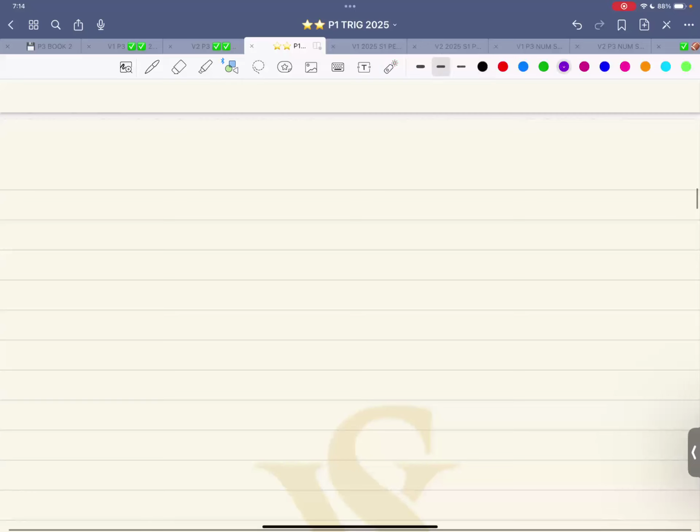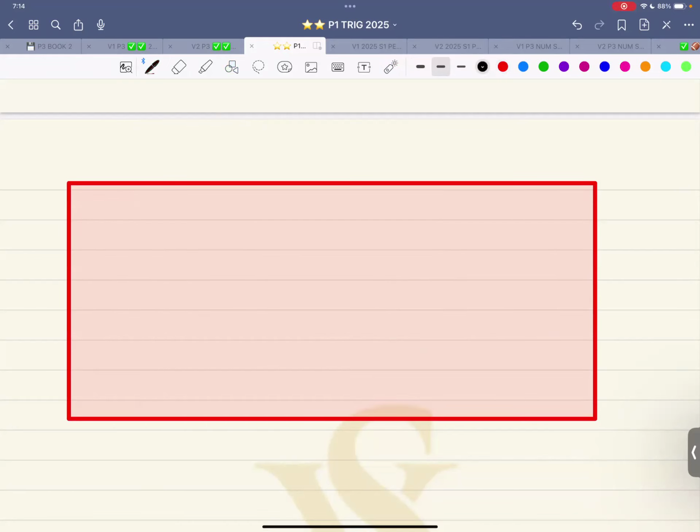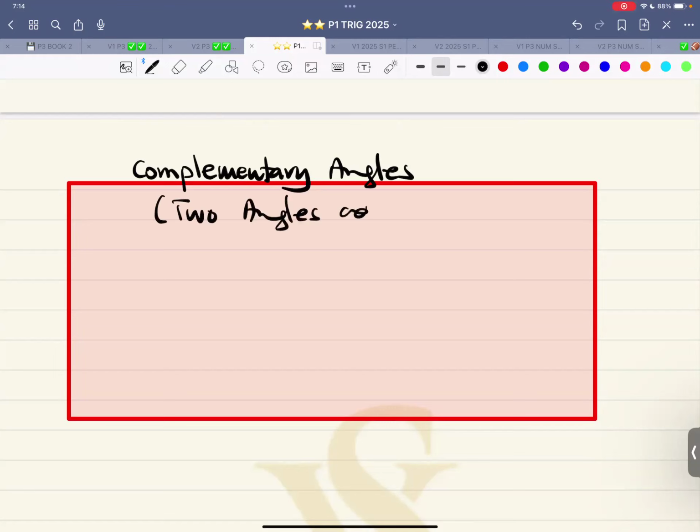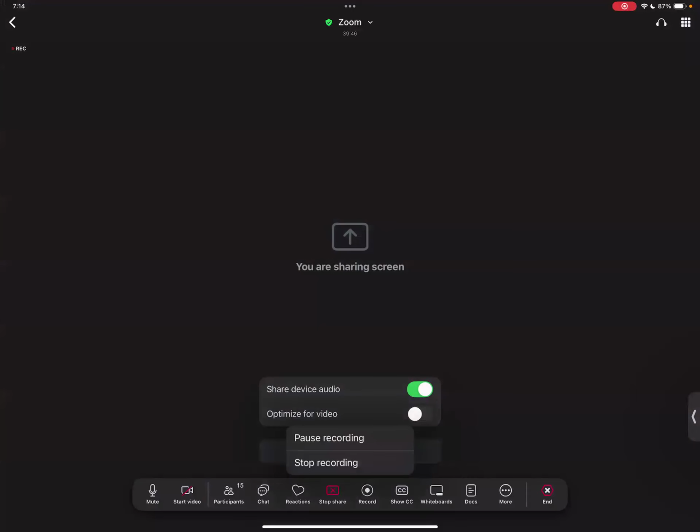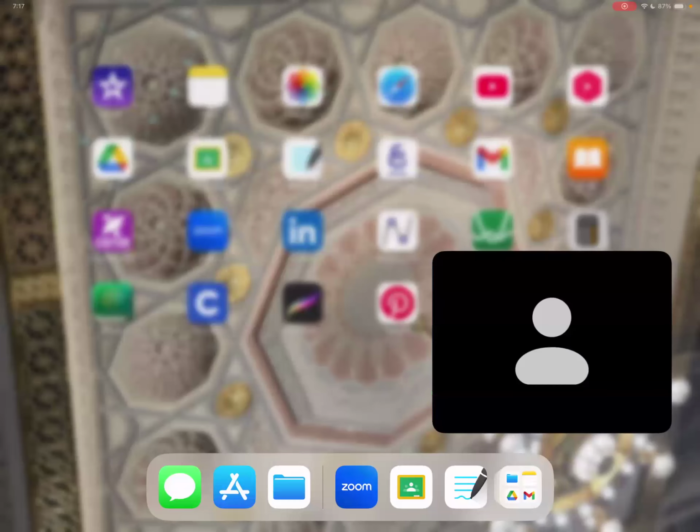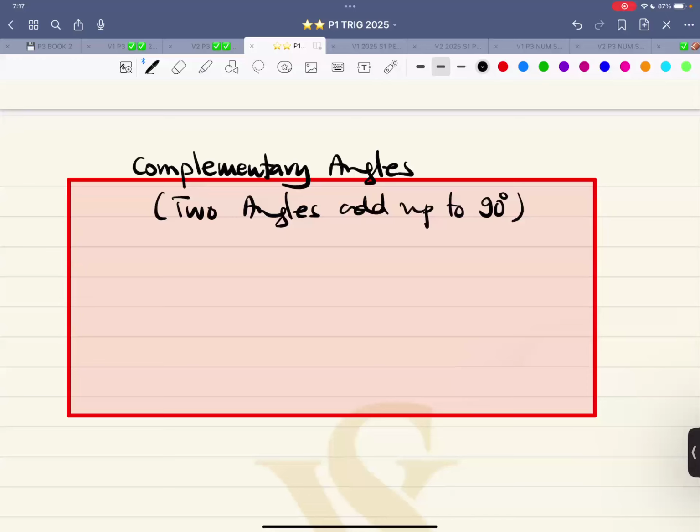So now here is the result that you should be aware of. That result is this thing. The result says if two angles add up to 90 degrees, complementary angles, two angles add up to 90 degrees. I'll just pause for azan. So now, if two angles are adding up to 90 degrees, we call them complementary angles.